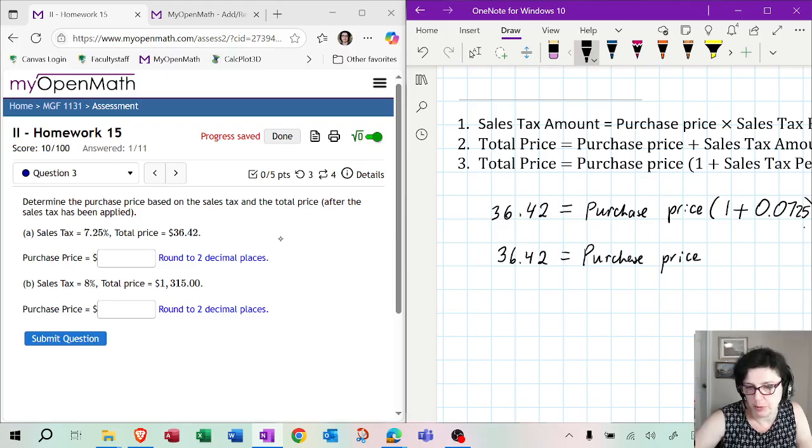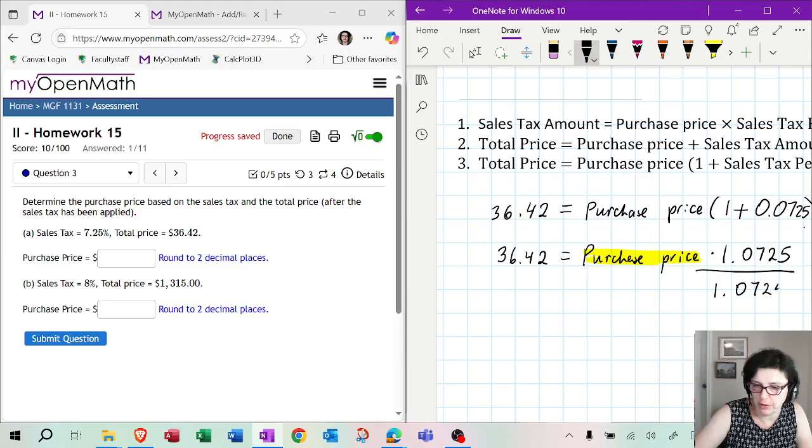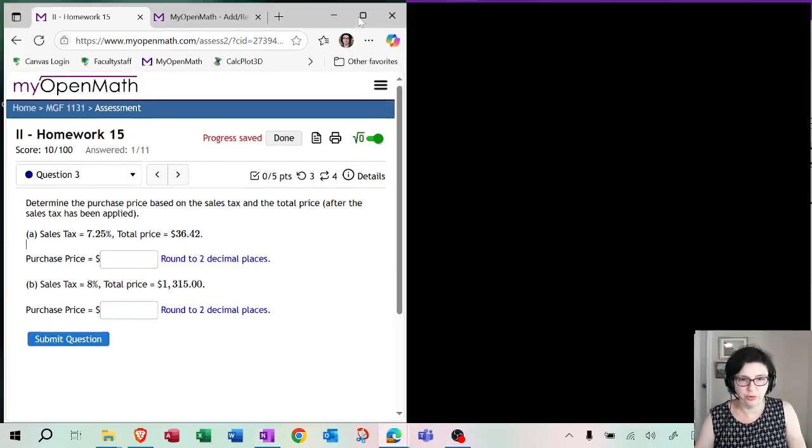Okay, and then let's just simplify what we have on the right-hand side in parentheses, and then we'll be ready to solve for the purchase price. So here we're going to get 1.0725. And then again, to solve for something over here, we're going to isolate it so there is nothing else there. So we're going to divide both sides by 1.0725. So divide that also over here.